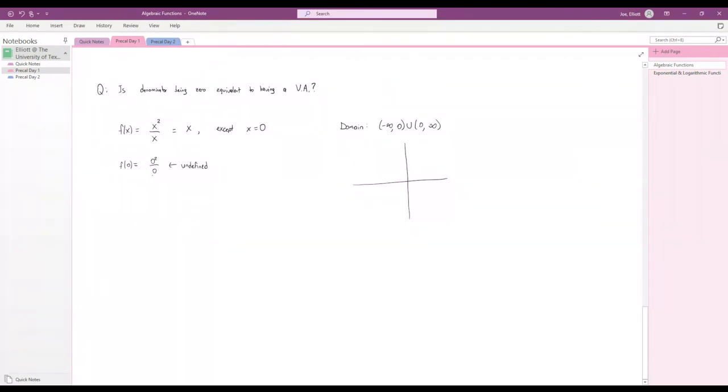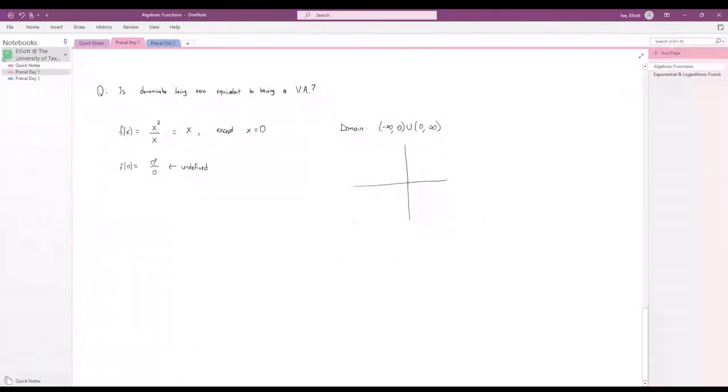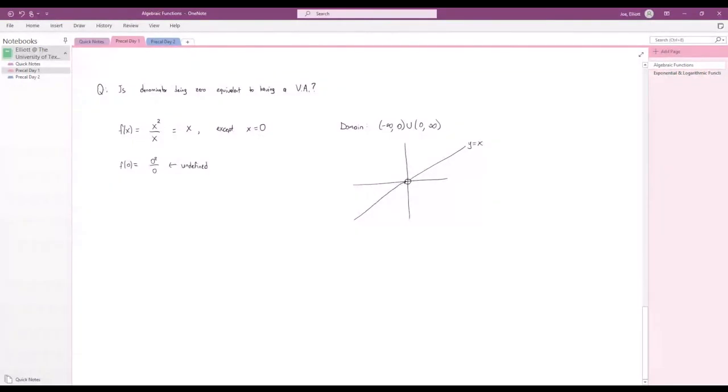When you look at the graph of this function, it basically looks like the line y equals x, except at x equals 0, there's actually a hole there. In particular, we have a hole and not a vertical asymptote, right?